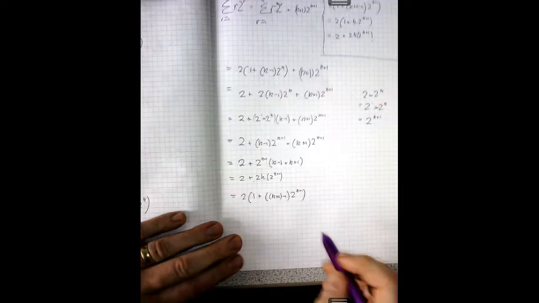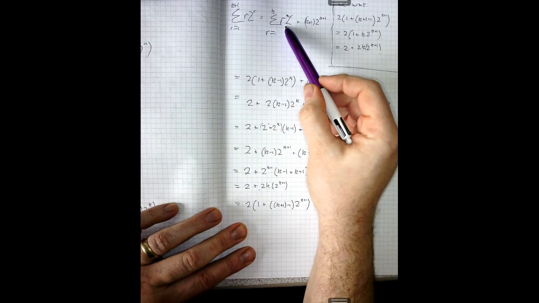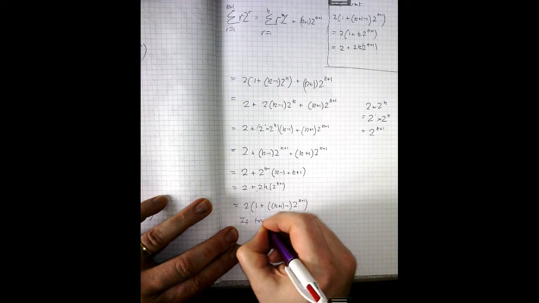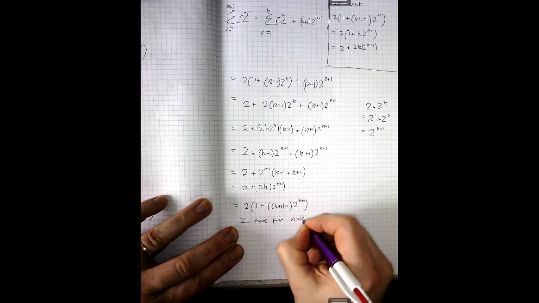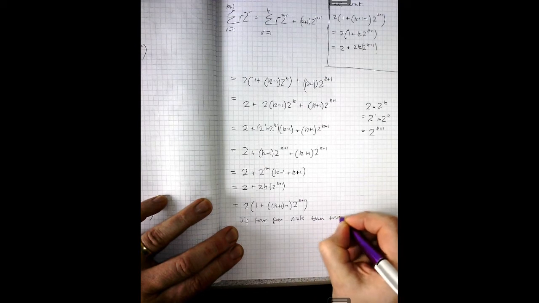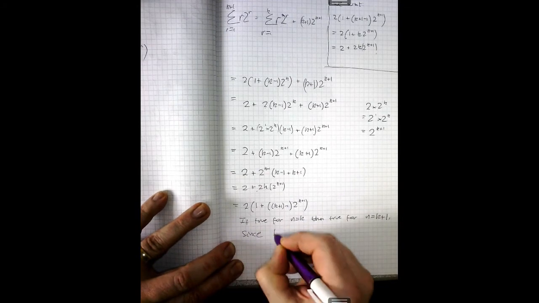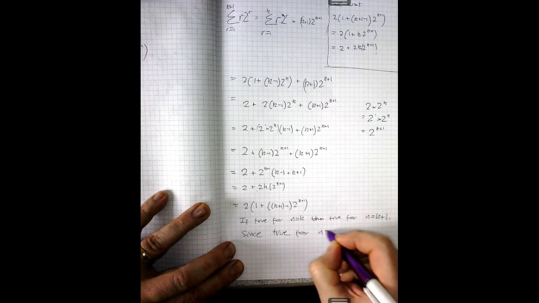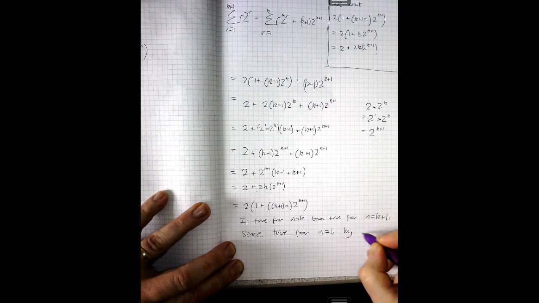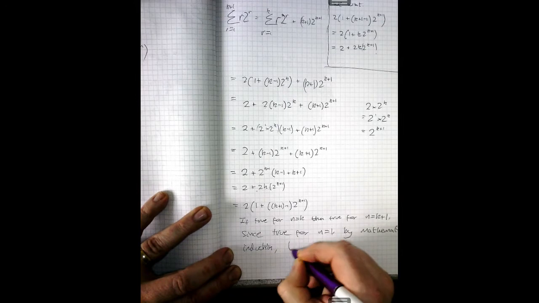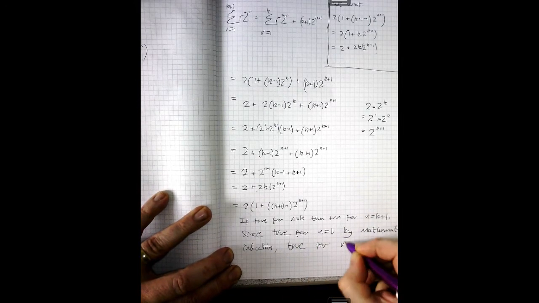Okay, good. So if it's true for n equals k, I've shown that it's true for n equals k plus 1. If true for n equals k, then true for n equals k plus 1. Since it's true for n equals 1, then by mathematical induction, true for n being any positive integer.